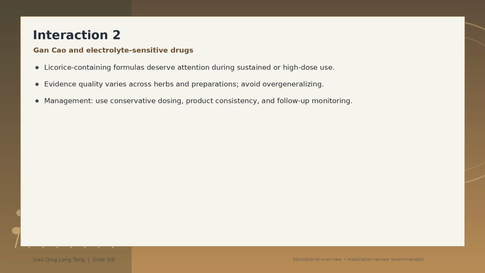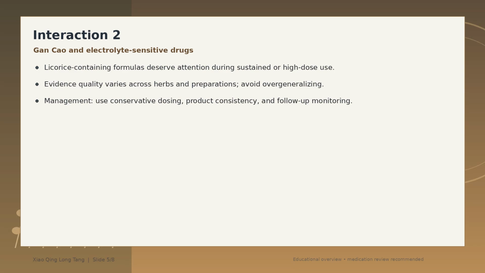The second interaction focuses on gan cao and electrolyte-sensitive drugs. Licorice-containing formulas deserve attention during sustained or high-dose use. Glycyrrhizin can produce a mineralocorticoid-like effect in susceptible people, with sodium retention, blood pressure elevation, and potassium loss. That can matter with loop or thiazide diuretics, digoxin, corticosteroids, antiarrhythmics, and existing hypertension. The risk is dose, duration, and patient dependent.